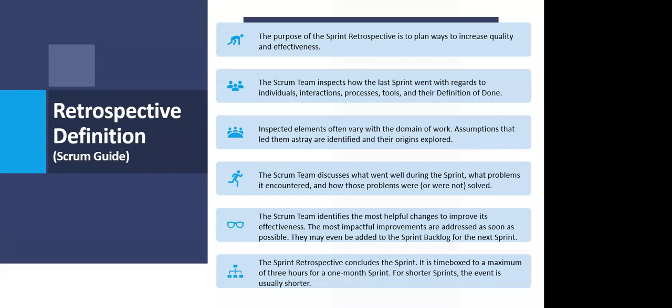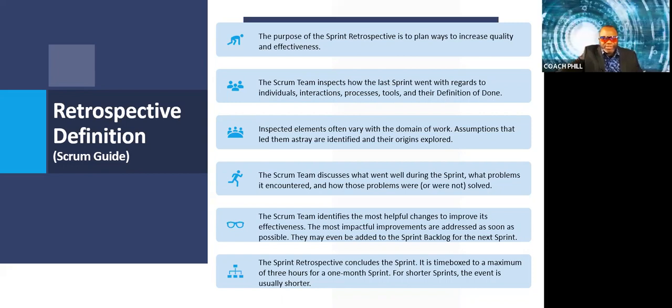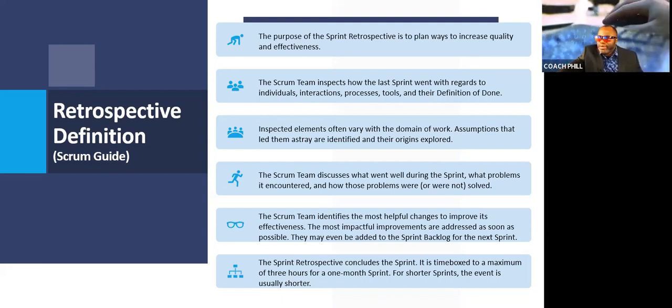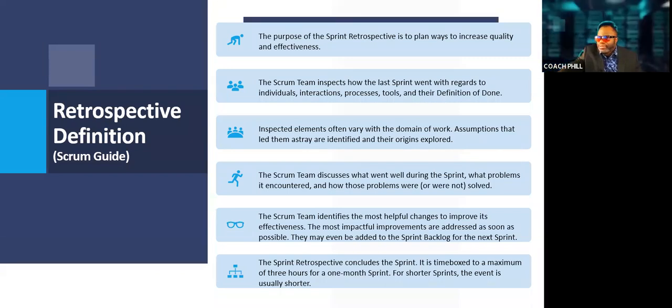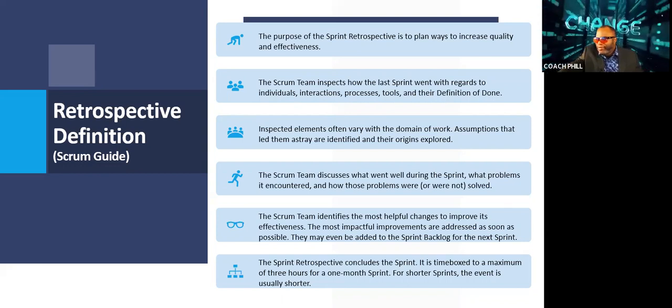Now, let's take a look at the definition of retrospective from the Scrum Guide, because we all know that those organizations who practice Agile, a ton of them use Scrum. The last time I checked, about 90% of firms said they use some elements of Scrum. So we might as well check what Ken and Jeff have to say about this, the co-creators of Scrum. It says, the purpose of the sprint retrospective is to plan ways to increase quality and effectiveness. The Scrum team inspects how the last sprint went with regards to individuals, interactions, processes, tools, and their definition of done.